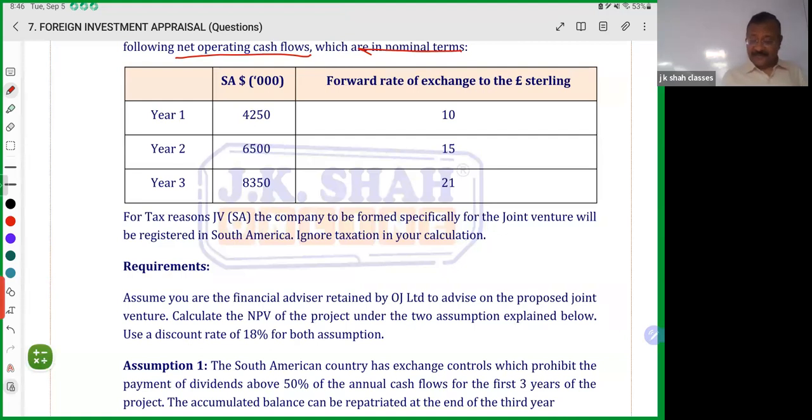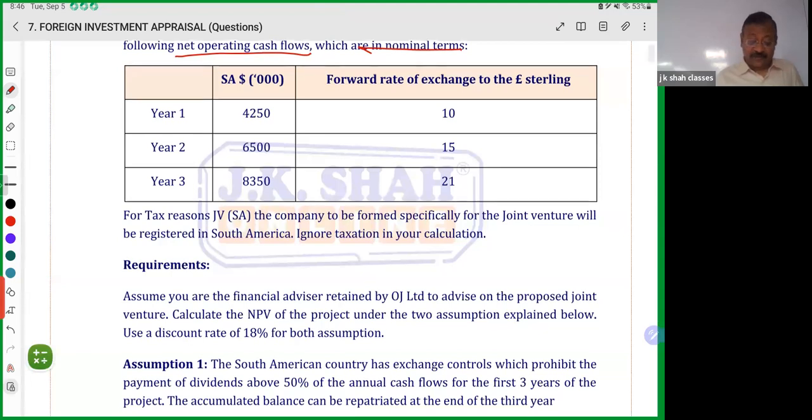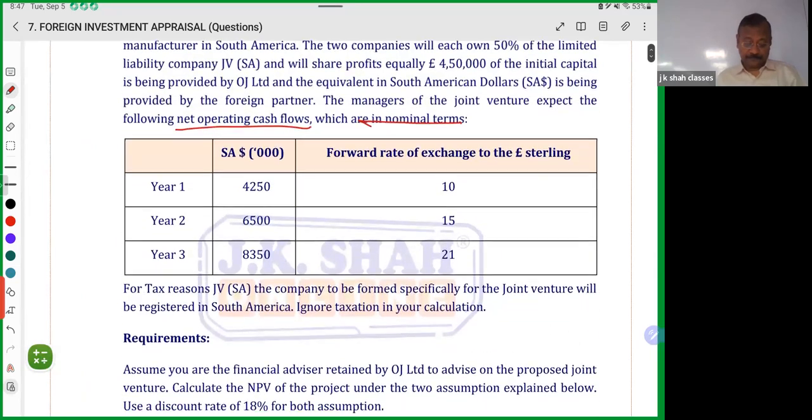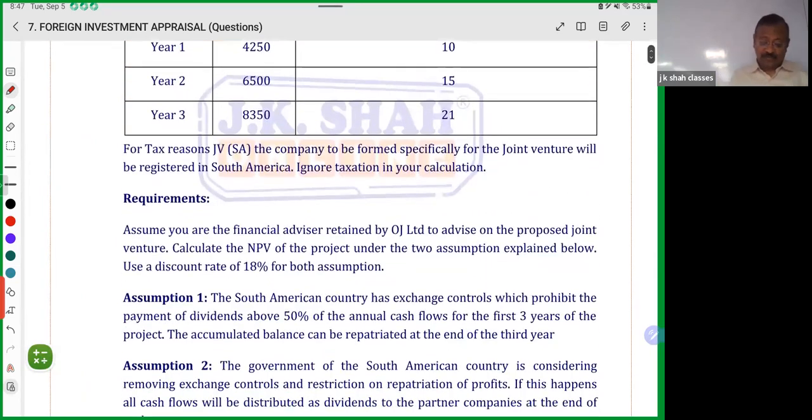Now, for tax reasons, the company to be formed specifically for the joint venture will be registered in South America. Meaning, this JV will be based in South America, which means the project's primary cash flow will be in South American dollars. Okay. Requirements: assume you are the financial advisor retained by OJ Limited to advise on the proposed joint venture. Now here comes another catch. You are the financial advisor retained by OJ Limited.